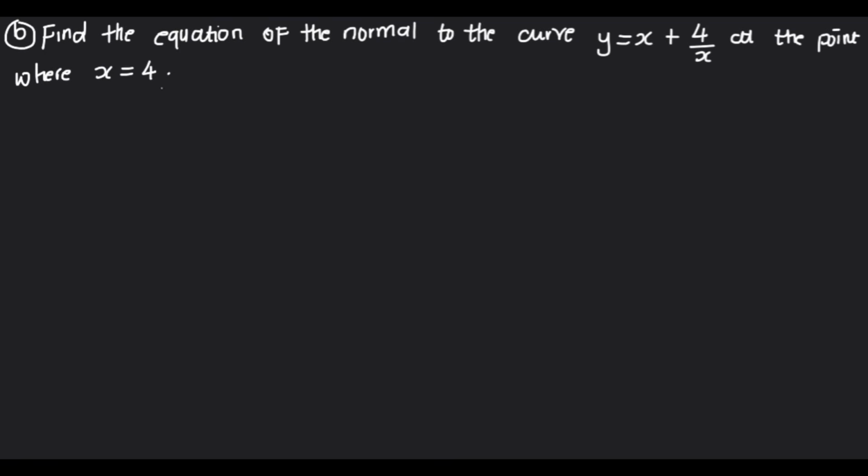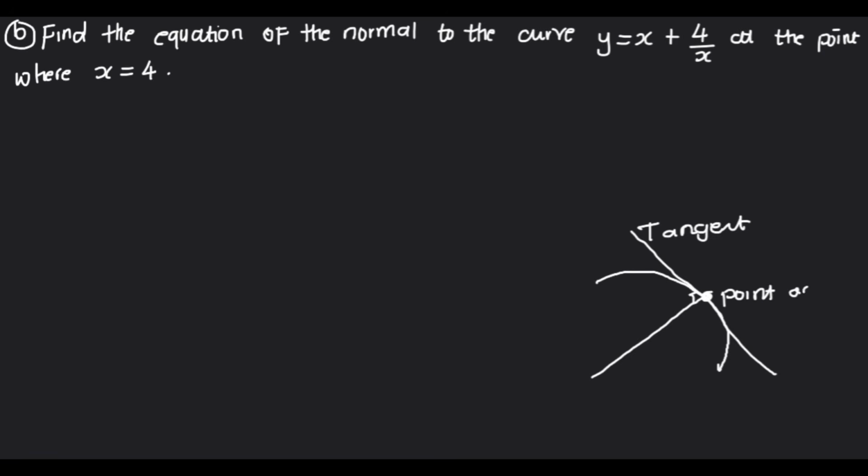Find the equation of the normal to the curve y is equal to x plus 4 over x at the point where x is equal to 4. So if we are to have this visually, if we have a curve, this is our curve, then this line that touches the curve at one point, this is the tangent. So we have the tangent here. Then the normal is a line that is perpendicular to the tangent at the point of contact. So this is our point of contact.